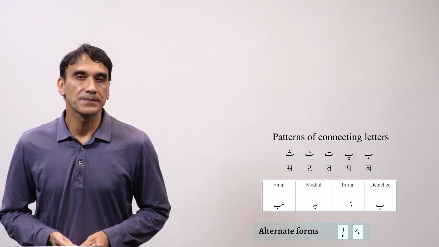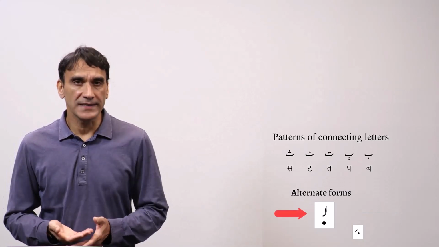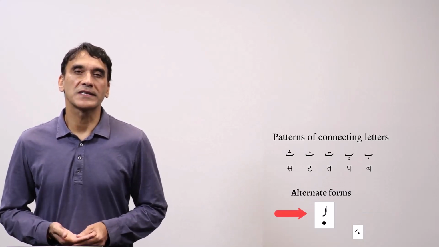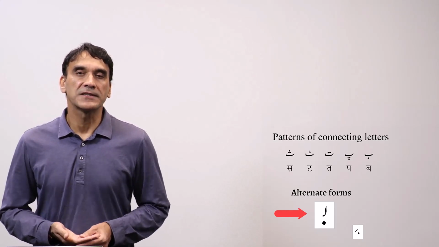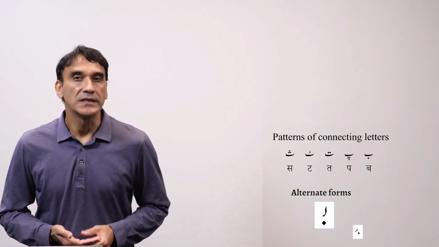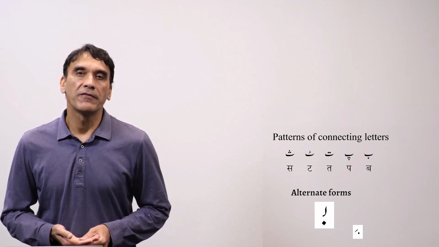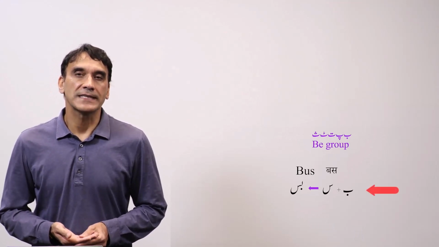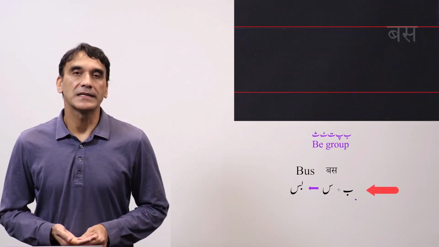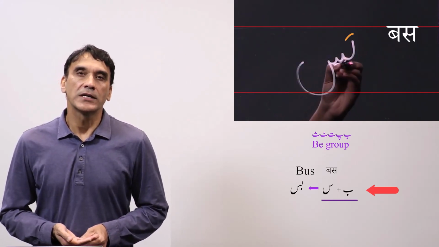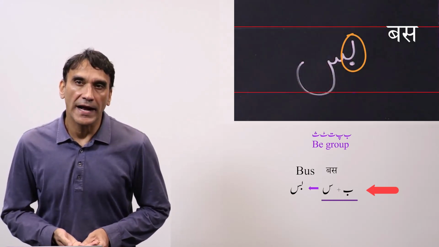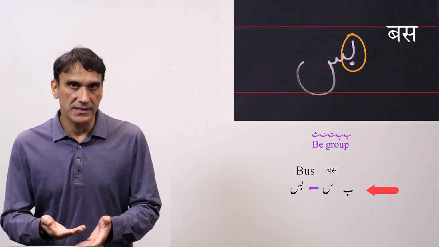Now I would like to take a couple of words where the alternate form of the letter Be is used. The first alternate form is this. Here the start of the stroke is a bit higher. This alternate form comes when the next letter belongs to the Sin group, Swad group, Toy group, Ain group, Fe group, and Wow. The example of the word with this alternate form is bus. The spelling is Be plus Sin, bus. You will write Be with a little higher stroke and connect it with Sin, bus.